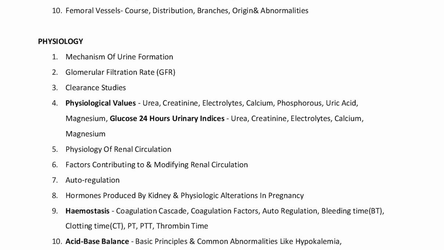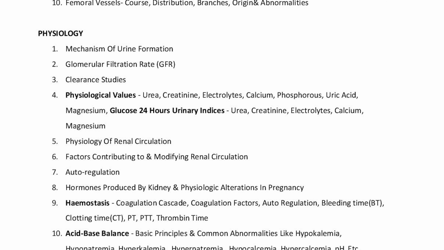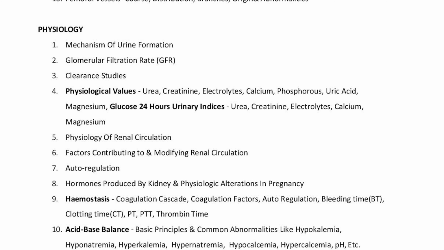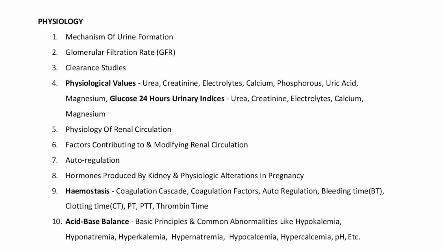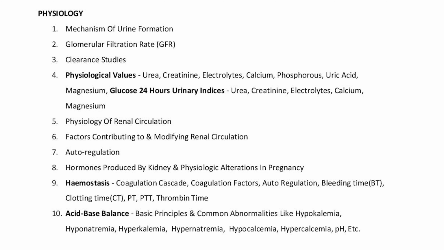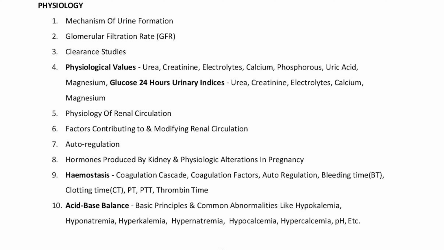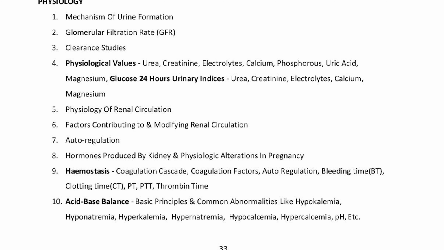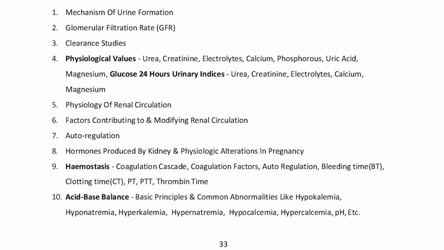9. Hemostasis, coagulation cascade, coagulation factors, autoregulation, bleeding time, clotting time, prothrombin time, partial thromboplastin time, thrombin time. 10. Acid-base balance, basic principle and common abnormalities like hypokalemia, hyponatremia, hyperkalemia, hypernatremia, hypocalcemia, hypercalcemia, pH.